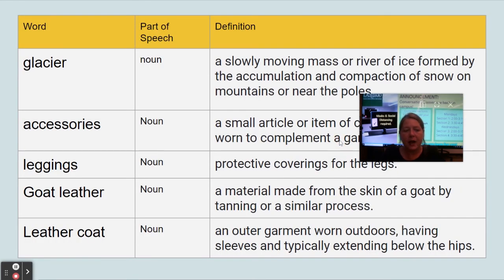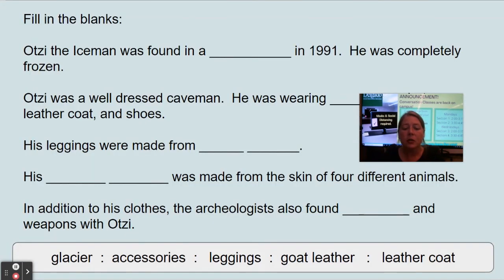All right, you'll also find some words underlined in the article: glacier, accessories, leggings, goat leather, and leather coat. These are pretty much all nouns. And then we have our definitions here. Use those, read over the definitions and use the words to fill in the blanks. And then read it out loud. Say it to yourself, say it to a friend, and say it to your classmates when they see you next week or this week.